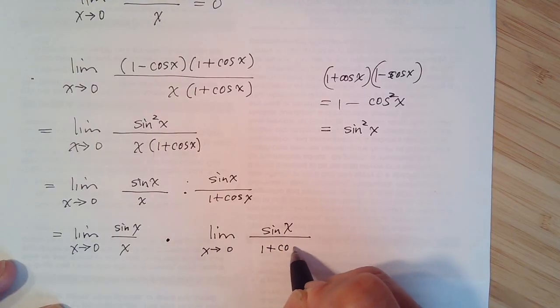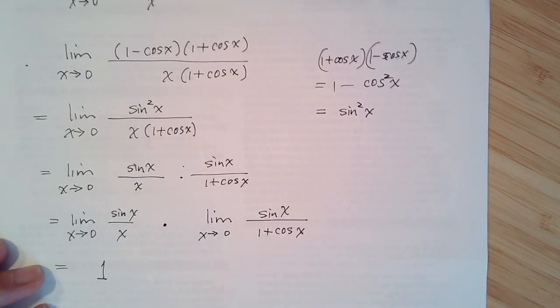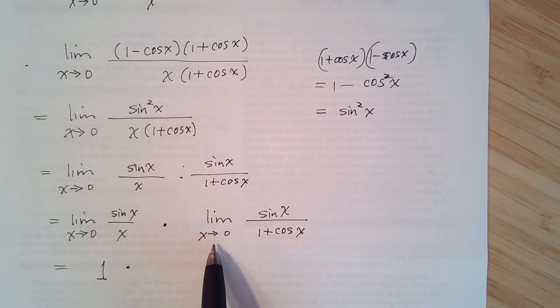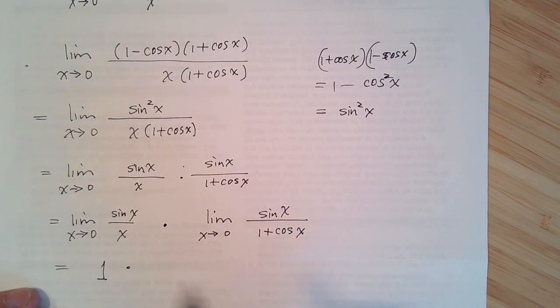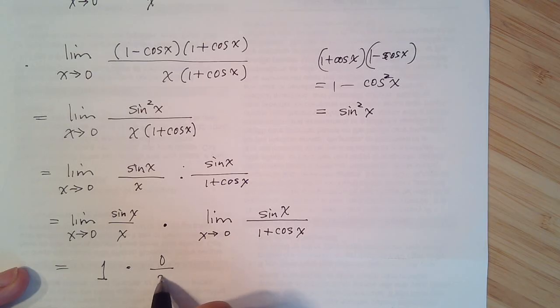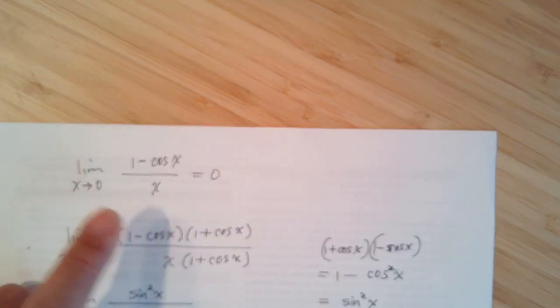Excuse me, 1 plus cosine x. This is 1, we know that. Multiply by this one. When x approaches 0, the top, sine 0, is 0. The bottom, cosine 0, is 1. So that is 0 over 2, because 1 plus 1 is 2. So what's the answer? 1 times 0 over 2 is 0. Done. We proved it.